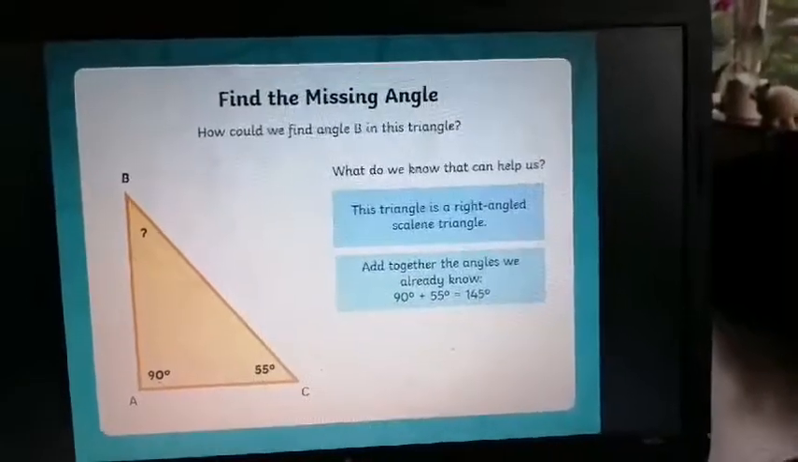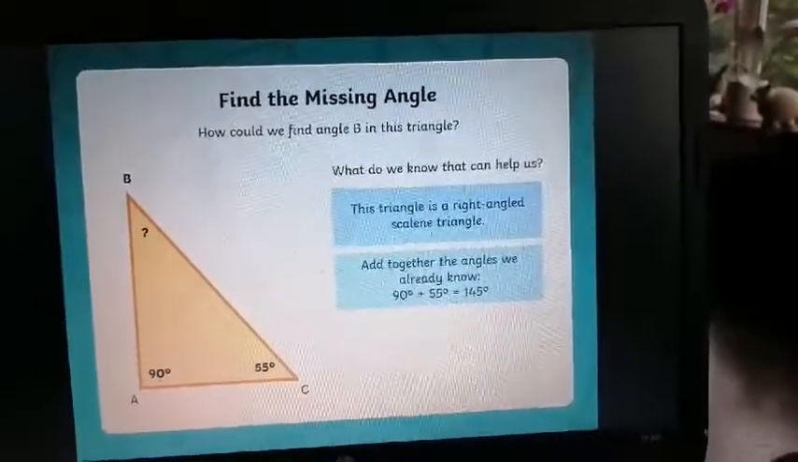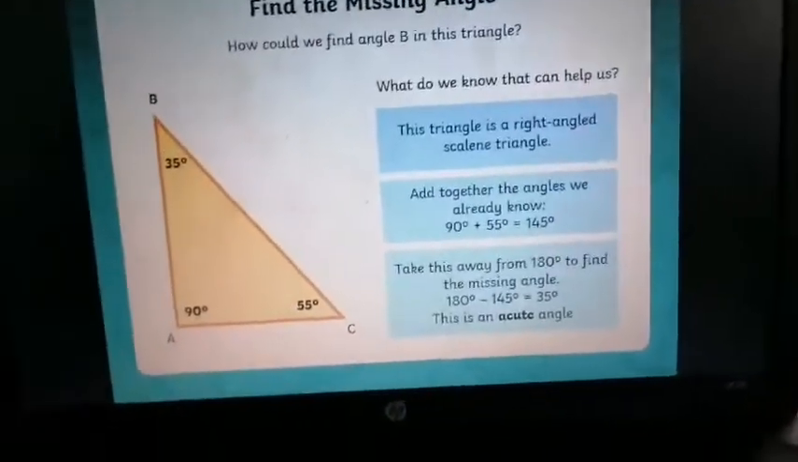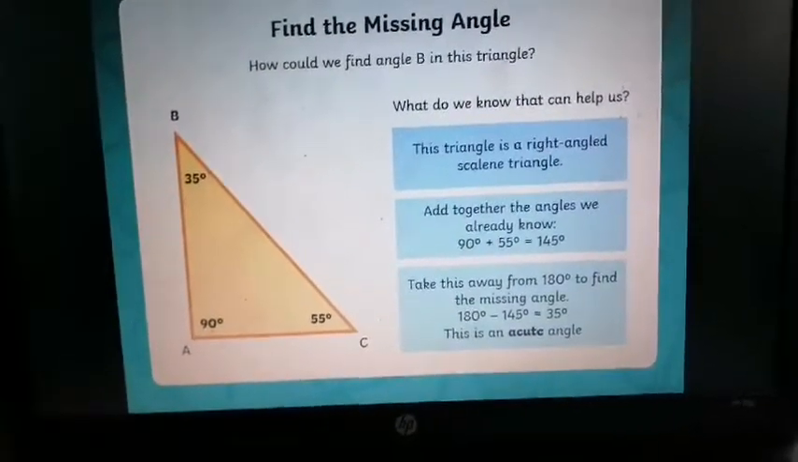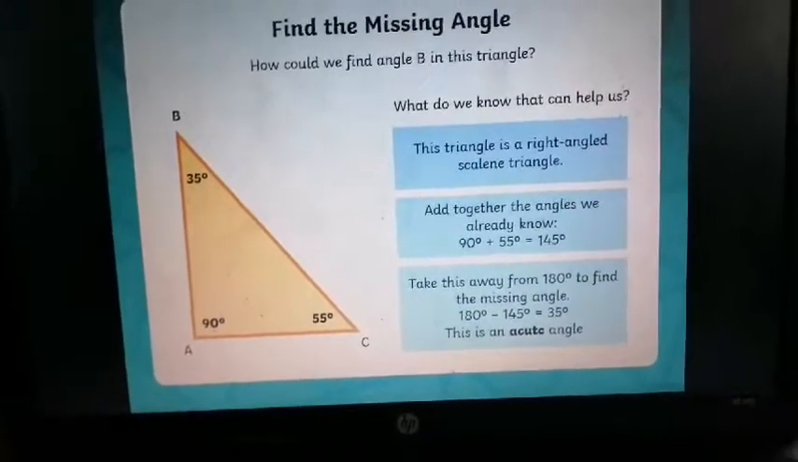But remember, angles in a triangle add up to 180 degrees. You take this away from 180 degrees to find the missing angle. 180 degrees, take away 145 degrees is 35 degrees. This is an acute angle.